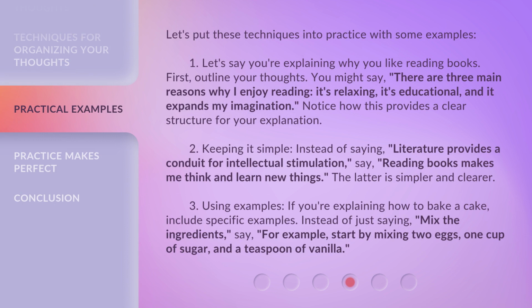Let's put these techniques into practice with some examples. 1. Let's say you're explaining why you like reading books. First, outline your thoughts. You might say, there are 3 main reasons why I enjoy reading. It's relaxing, it's educational, and it expands my imagination. Notice how this provides a clear structure for your explanation.